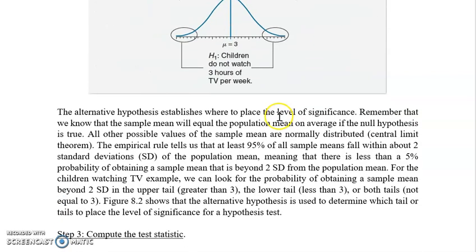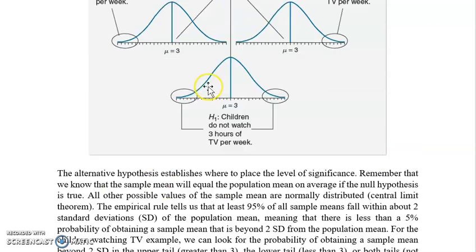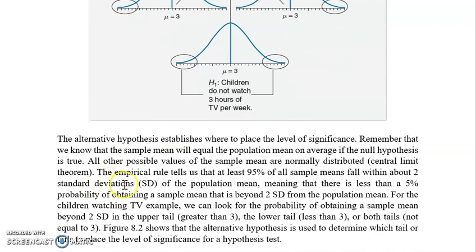Now, all other possible values of the sample mean are normally distributed, by the central limit theorem. The empirical rule tells us that at least 95% of all sample means fall within about 2 standard deviations of the population mean, meaning that there is less than a 5% probability of obtaining a sample mean that is beyond 2 standard deviations from the population mean. For the children watching TV example, we can look for the probability of obtaining a sample mean beyond 2 standard deviations in the upper tail, greater than 3, and the lower tail, less than 3.